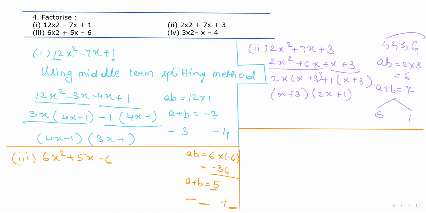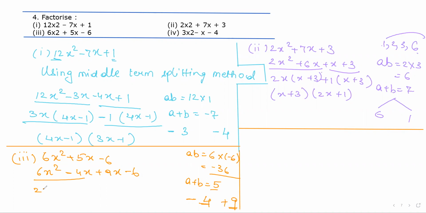You have to split minus 36 in such a form that you get 5 with the addition of the two numbers. Now, 36 can be written as 6 into 6, or 3 into 12, or 9 into 4, or 36 into 1. Out of these, the difference of which two values will give you 5? 9 and 4. The greater value has to be positive and the smaller value has to be negative. So, 6x squared minus 4x plus 9x minus 6.